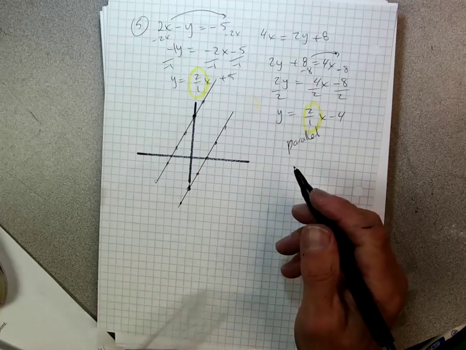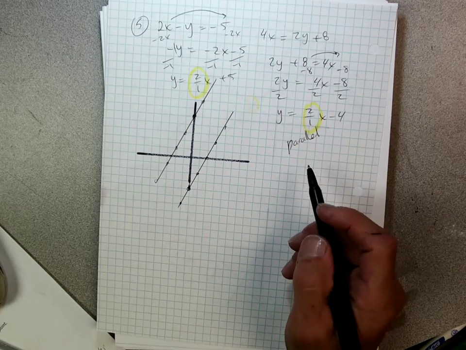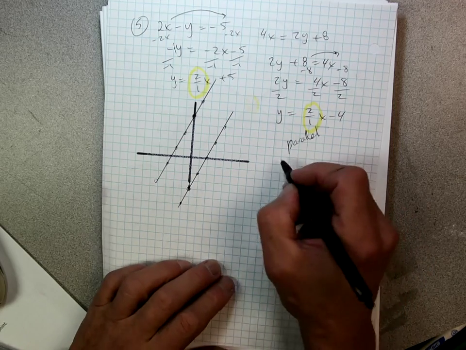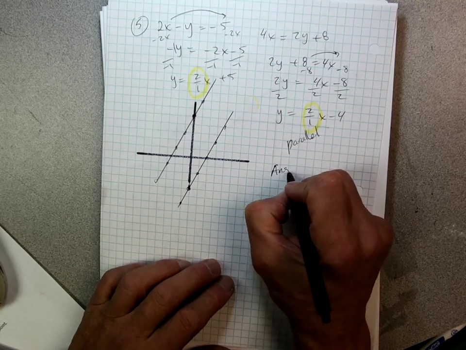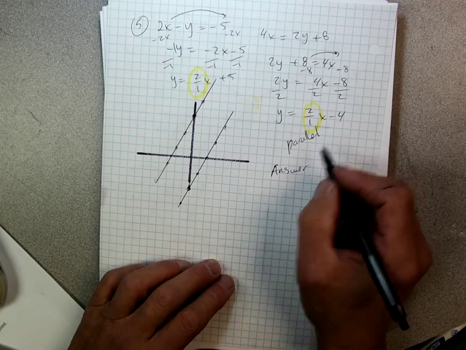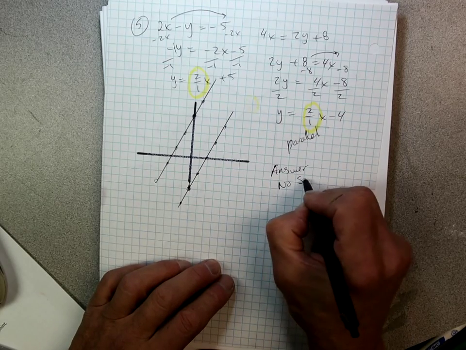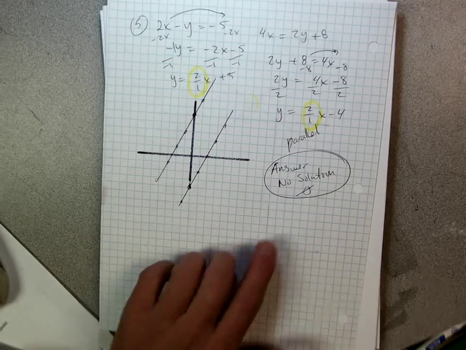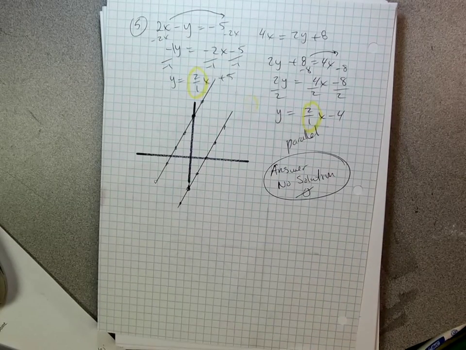So the solution is not the word parallel. That just describes the graphing. The answer is really no answer at all. The answer is no solution, because they don't intersect, do they? No solution. Or you could use this little symbol there, the empty set, okay? They don't intersect, so they don't have a solution, okay?